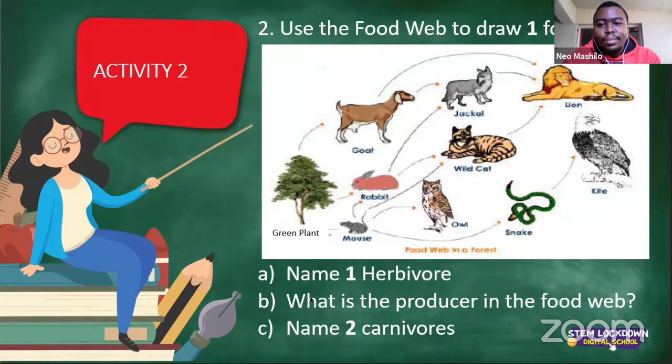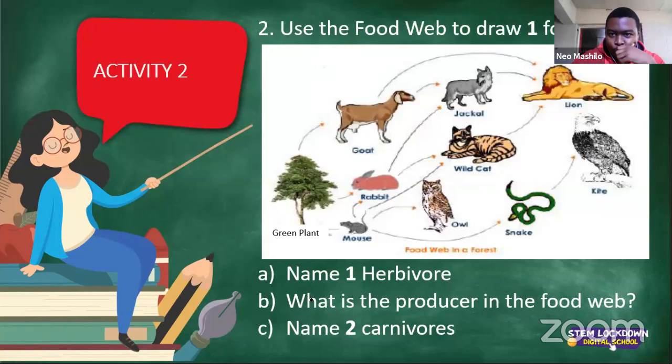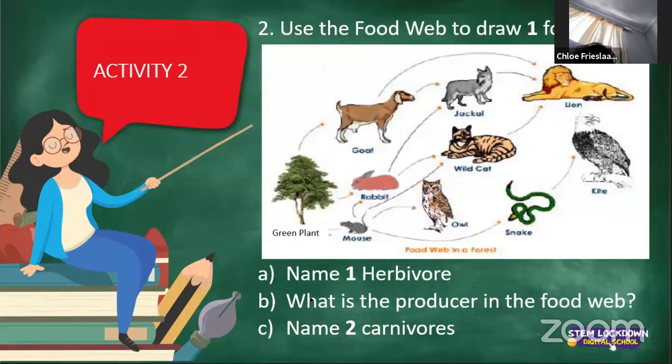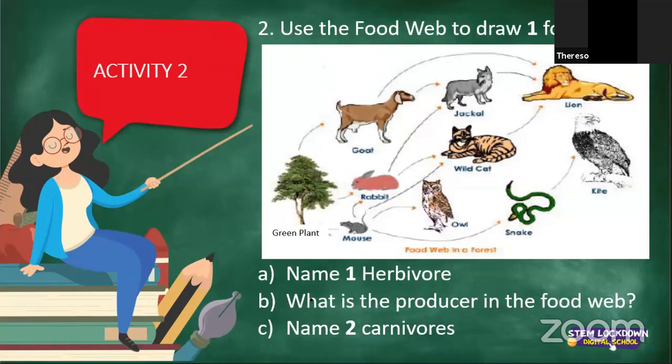Chloe? One herbivore from here, from this food web. A lion. Herbivore. Lion. What is a herbivore? An animal that eats plants. Yes, so does the lion eat plants? Sir. Yes, it's a rabbit.